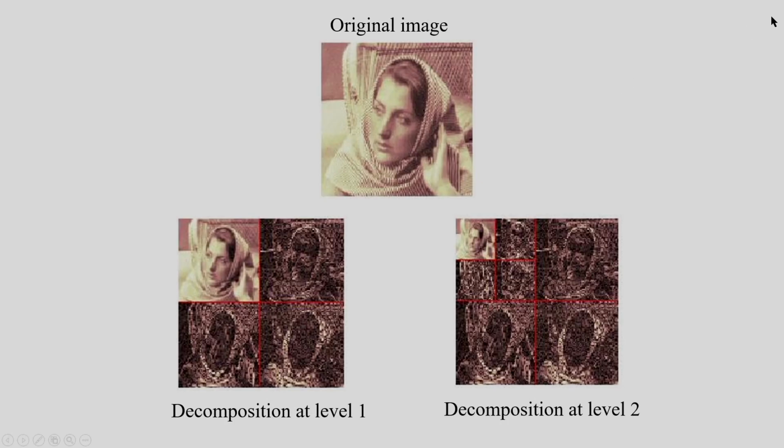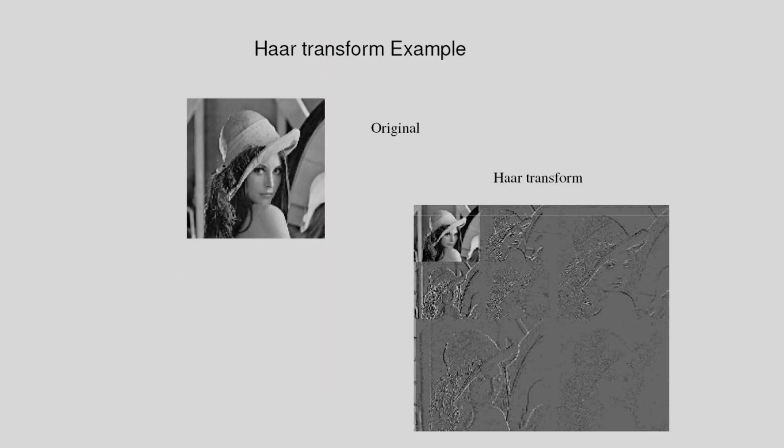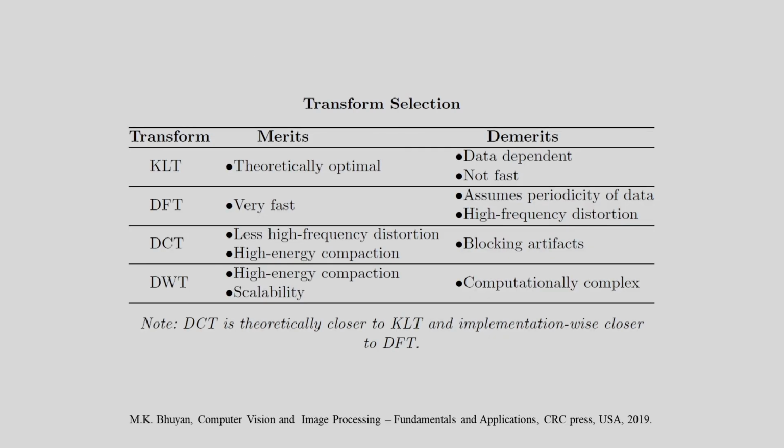So you can see I am considering two level decompositions. You can see the original image, and after this I am doing the decomposition at level 1. So this is the LL, this is LH, this is HL, and this is HH. And after this again I am doing the decomposition of this image, this second level decomposition. So I can do the decomposition like this. And this is one example of the Haar transformation. So I am applying the Haar transformation for the decomposition of the input image. So like this we can do multiple level decompositions. This is briefly about the discrete wavelet transformation.